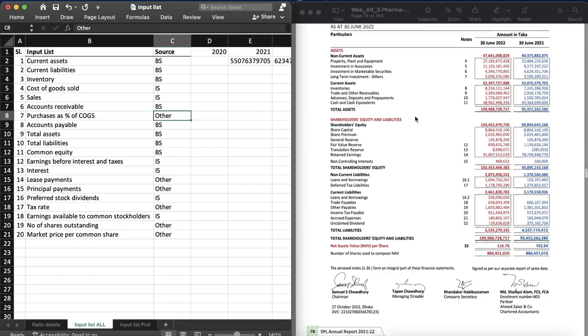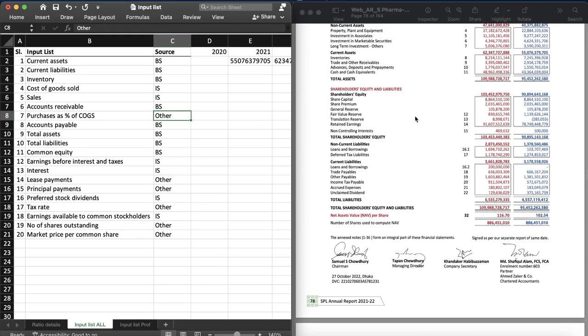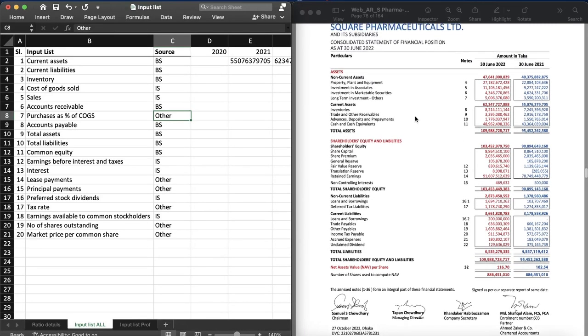Actually, you have to collect it perhaps from the notes, and if it is not available in the notes, then you have to make a rational assumption, for this type of company, what could be the percentage of cost of goods sold that is actually purchased. So we can discuss about that later on. If you are not sure which percentage to use, you can discuss with me.